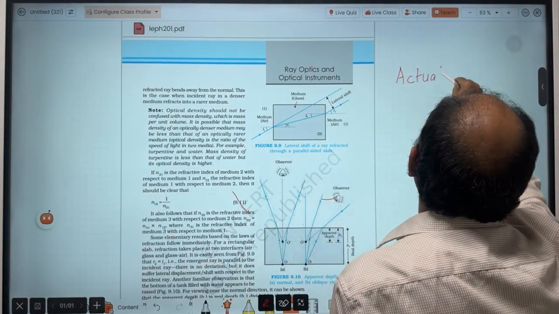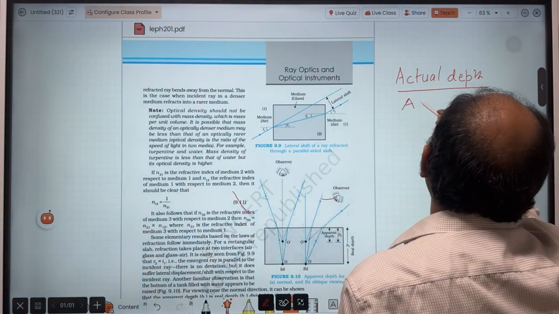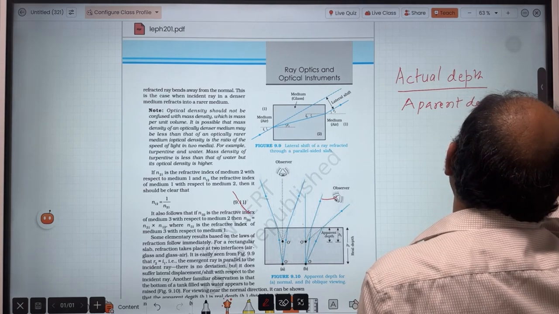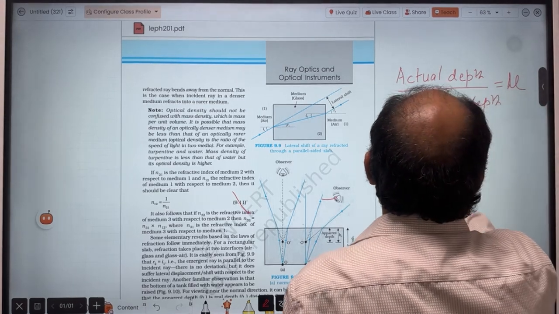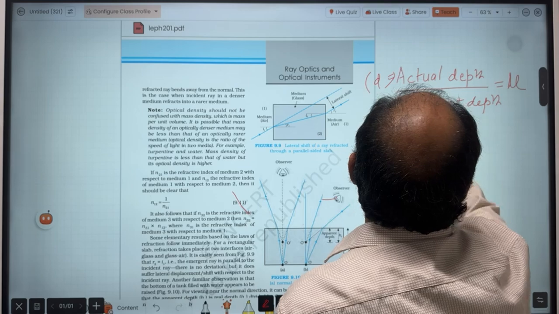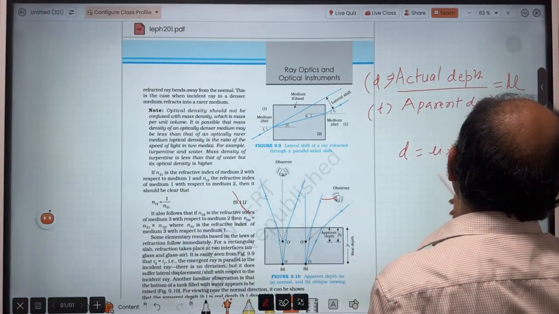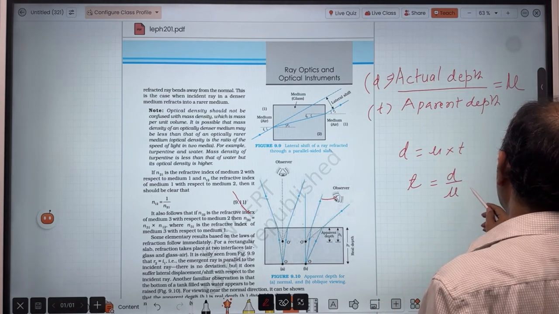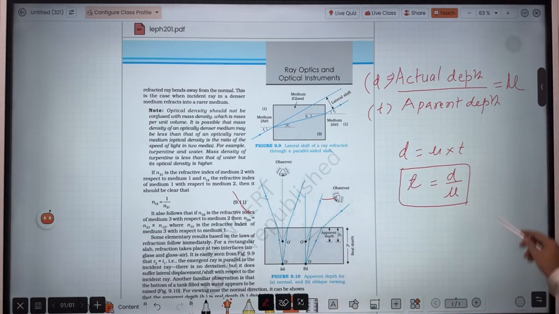We can say actual depth divided by apparent depth is equal to the refractive index, mu. So suppose we write actual depth as d, and apparent depth as t. So we can say d equals mu times t, or t equals d upon mu, right? So this is the apparent depth.